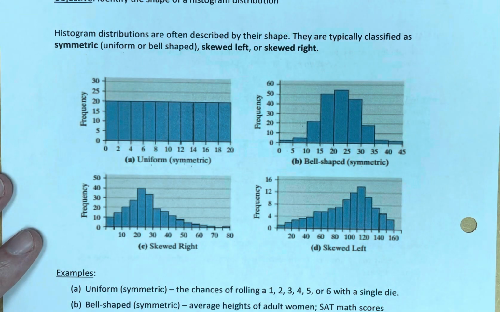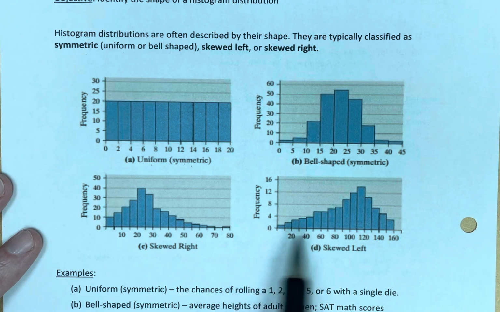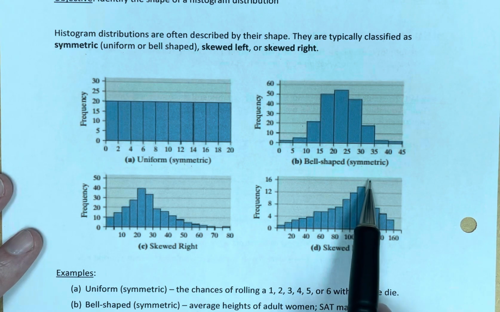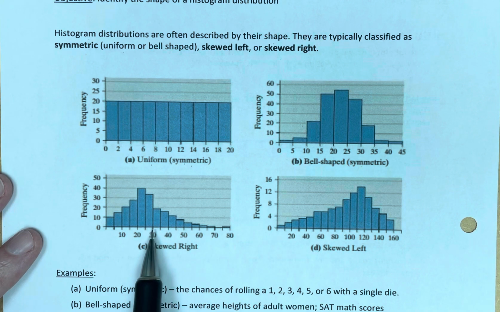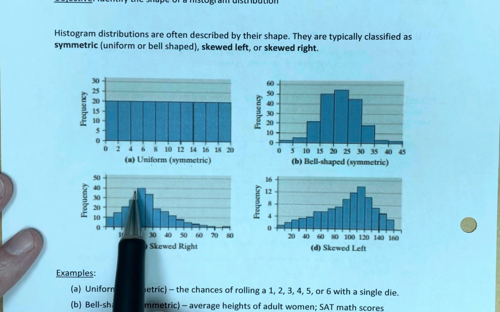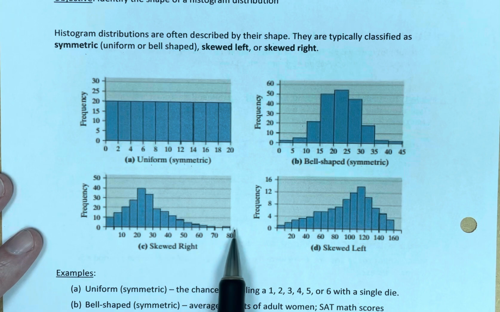Okay, skewed left is this one. Most of the data is over here on the right, and then the tail goes to the left. That's your skewed left. Things have been skewed this way, to the left. And here's your skewed right. Your data is in here, and then the tail goes off to the right.